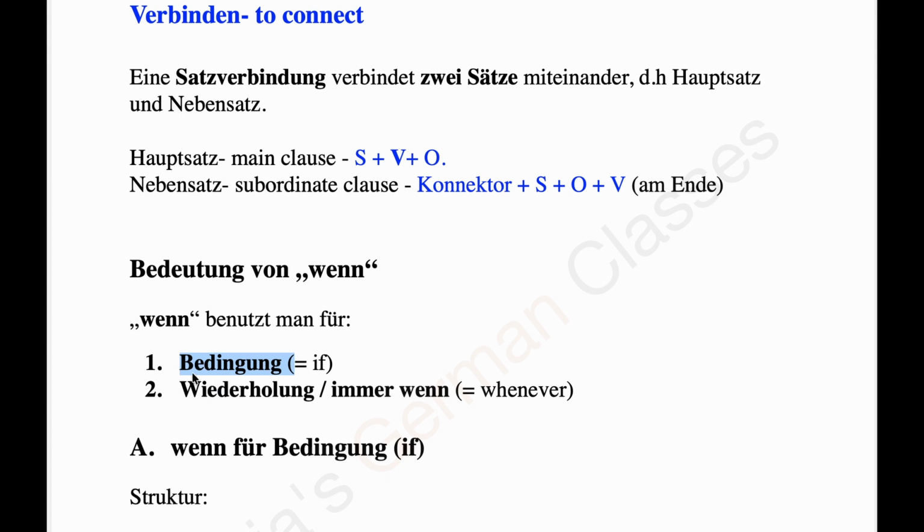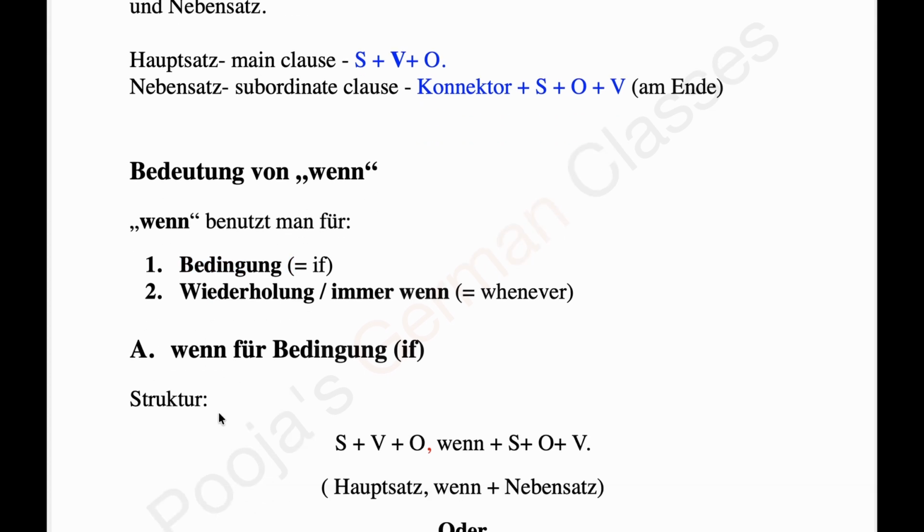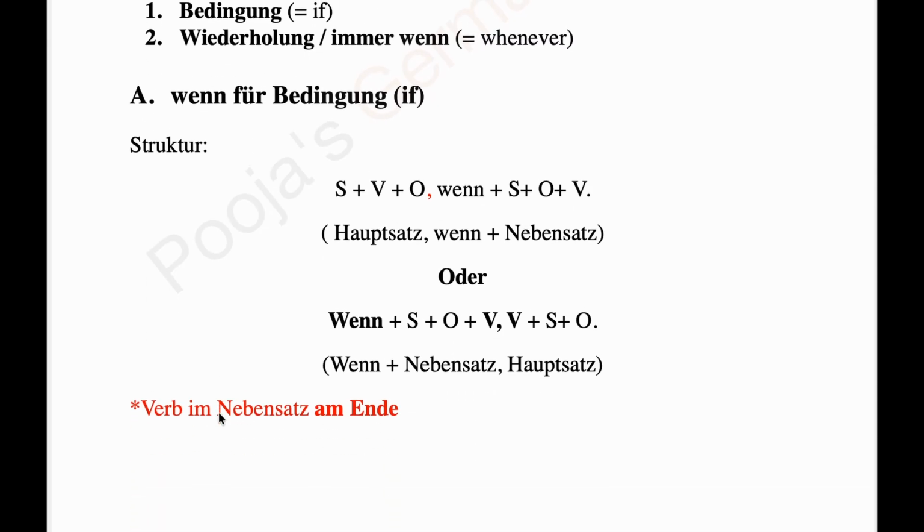Okay. Now let's understand these two in detail with some sentence structure and examples. If you remember, in class 8 we had done one connector that was weil. So if you remember the sentence structure with weil, the conjugated verb goes in the end.